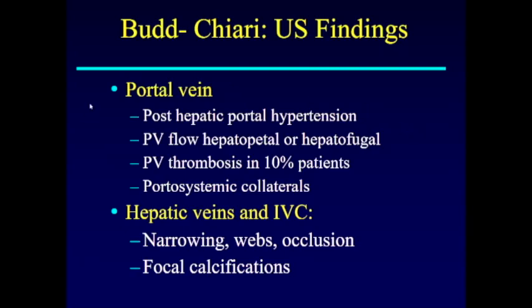So what do we see on ultrasound in Budd-Chiari syndrome, or findings that should clue you into this? Within the portal vein, we can see signs of post-hepatic portal hypertension. The flow might be hepatopedal or hepatofugal. In 10%, the portal vein can be thrombosed, and you will see the development of portosystemic collaterals. Within the hepatic veins and the inferior vena cava, you can see narrowing, you can see web formation or frank occlusion. Sometimes you see focal areas of calcifications.